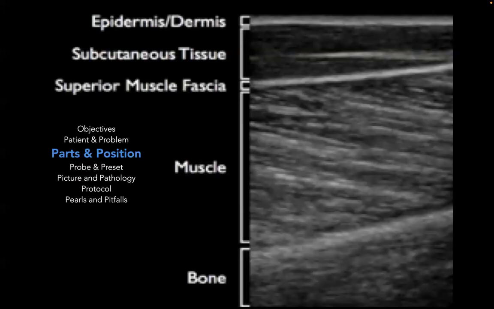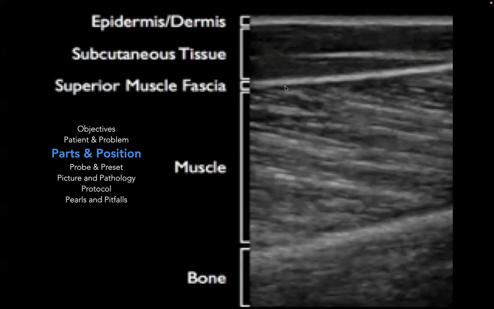Now we'll talk about parts and position. So these are the parts and positions that you will encounter when scanning a soft tissue. From the top, you have epidermis and dermis. You're going to see the subcutaneous tissue underneath that.